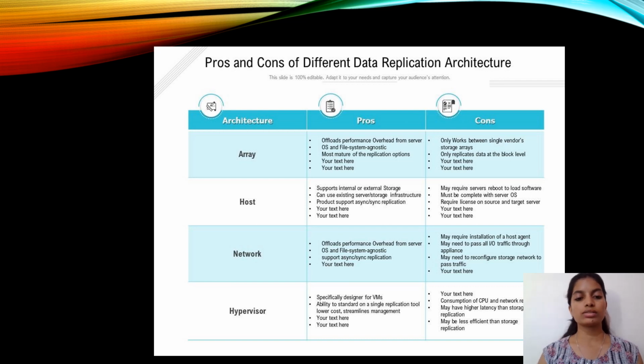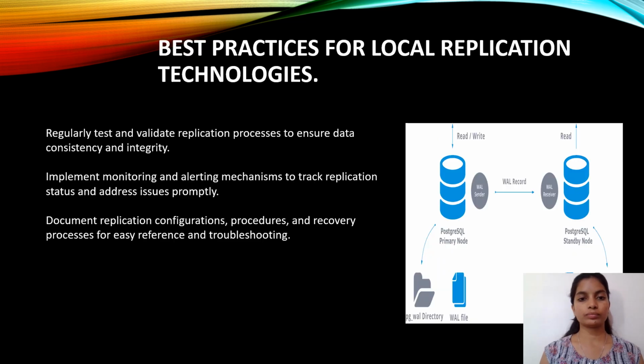Then the last one, that is the hypervisor. It is typically specially designed for virtual machines. The advantages are the ability to standardize on a single replication tool, lower cost, and seamless management. The disadvantages include consumption of CPU and network processing, may have higher latency than storage replication, and may be less efficient when compared to the other replication architectures.